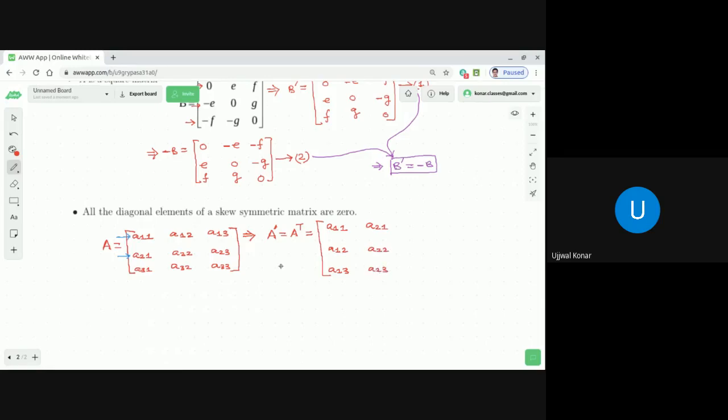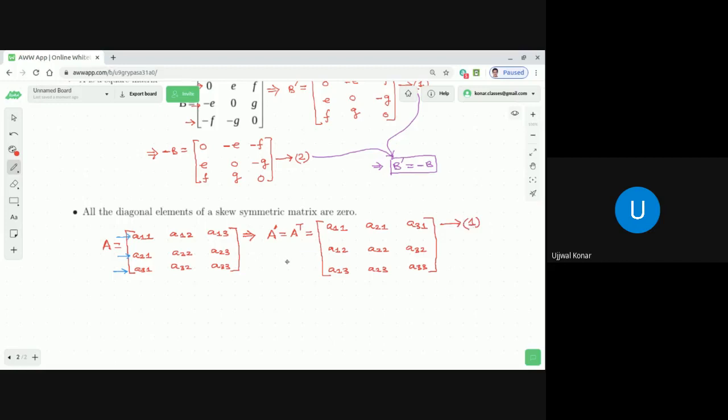Now let's look at the third row of the original matrix, dear students. It is A31, A32, A33. So the third column of the transpose matrix will be exactly this, that is A31, A32, A33. Correct, no, dear students? Now let's look at A transpose. So we give this as equation 1.